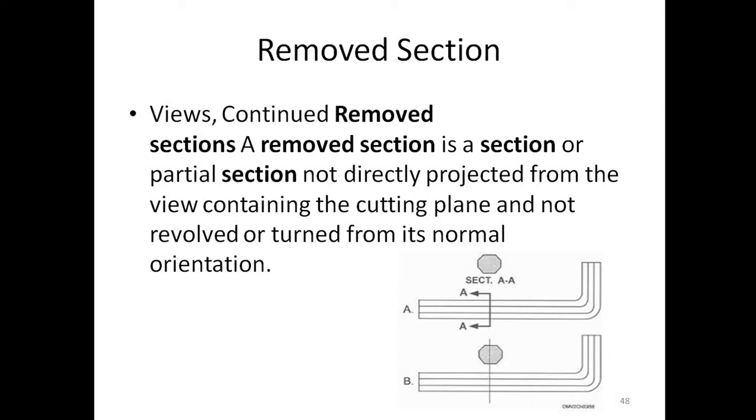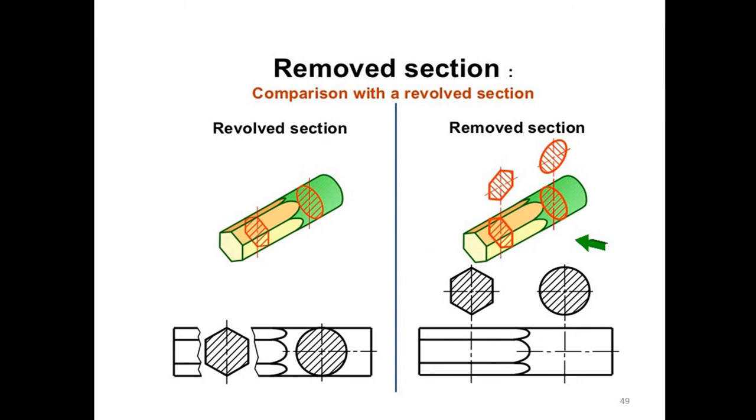Whether you go with a removed section or a revolved section is just for understanding the geometry of the cross section. Depending on our application, we are going to use a revolved section or a removed section. Again, it is one good example which shows the comparison between a revolved section and a removed section. On the left hand side, a revolved section is there, and on the right hand side, a removed section is there.